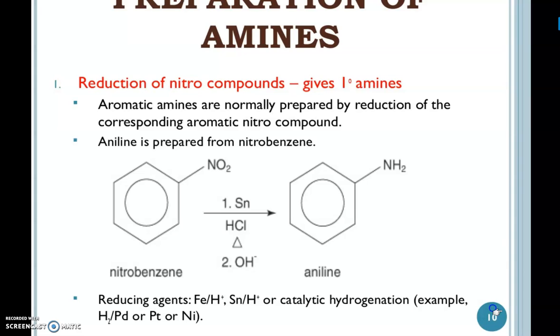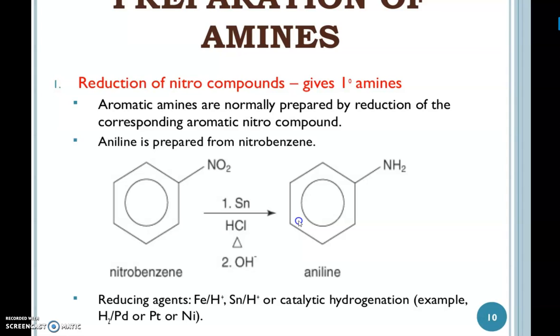Reduction of nitro compounds. Nitro compounds are compounds having the nitro group, that is the NO2 group. If we reduce the nitro group, it gives the corresponding aromatic amine, a first degree amine, using reducing agents such as tin, HCl, etc. So it will give aniline. Reducing agents like iron, tin, and catalytic hydrogenation using platinum, palladium, nickel can be used for the hydrogenation.